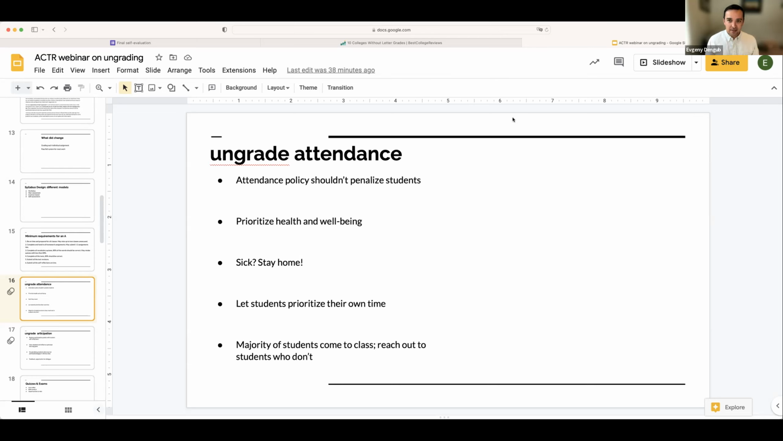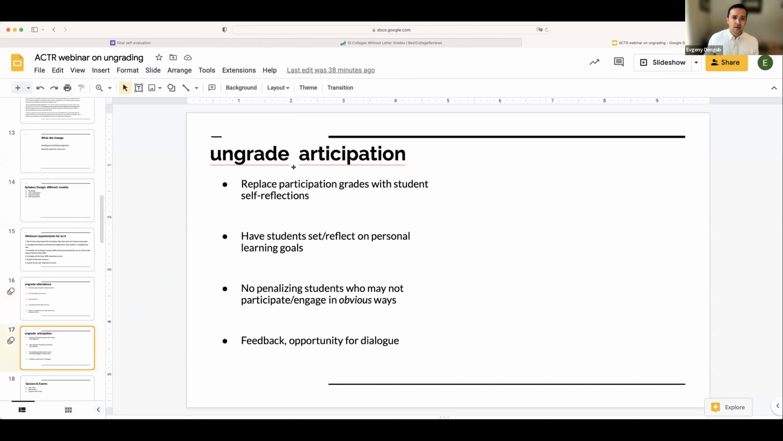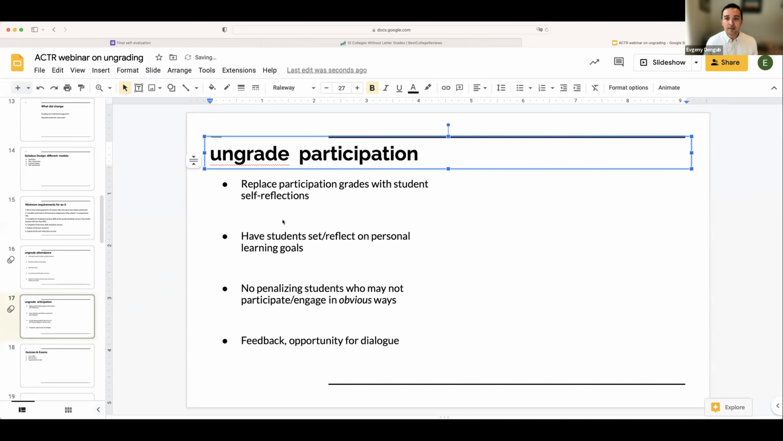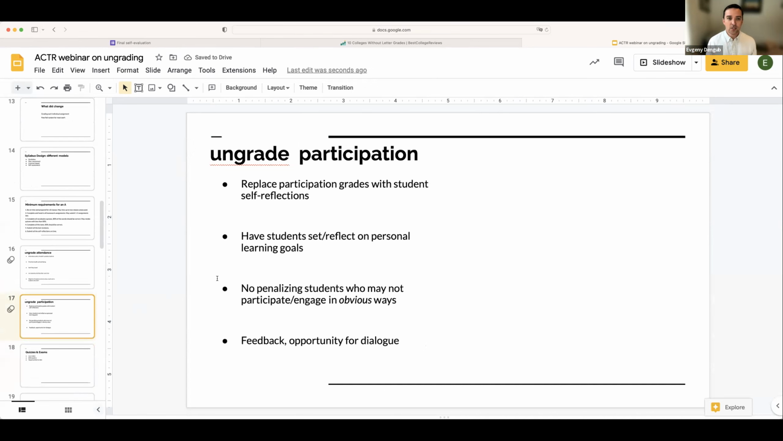And like I said, the majority of our students, if you create those expectations, if you communicate the importance of coming to class, and if your class work is the proof that students do need to come to class, then they will come to class. And they won't if they absolutely cannot. Participation can be replaced with reflection on how they're doing in class, how they engaged.